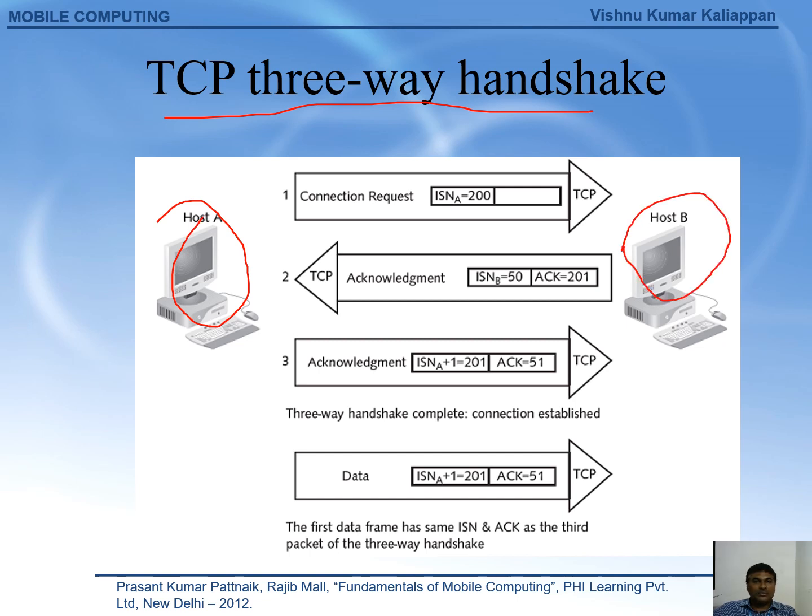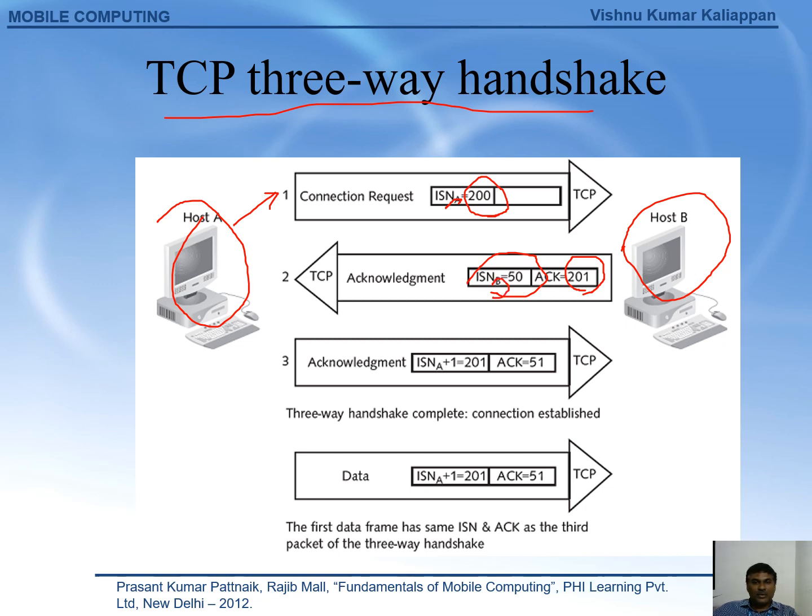So now the initial state is that connection request. The connection request uses an ISN of 200. Once the connection request packet is received, the host will send back an acknowledgement with 201. This is the initial request and this is the acknowledgement, where the ISN is based on the packet, right? This is the ISN from A and this is the ISN from B.